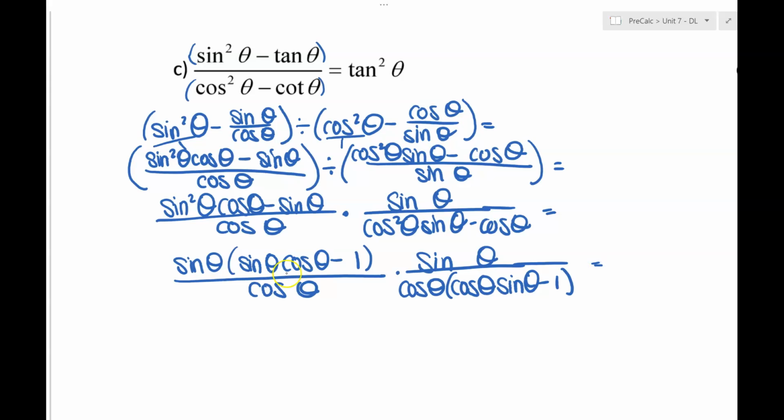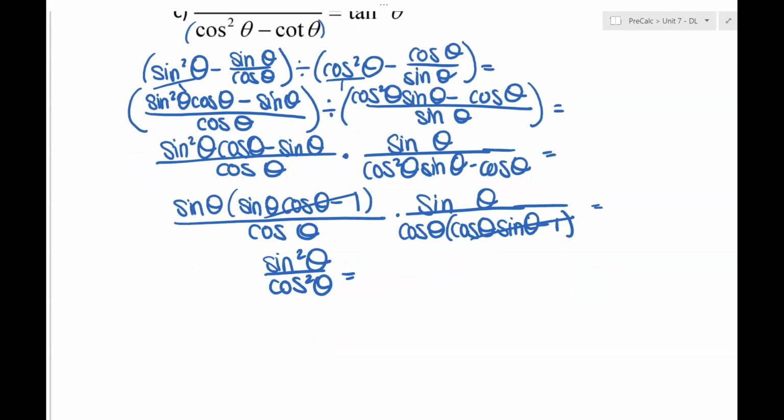Oh, yep, those can cancel because they're exactly the same. So you're left with sine squared theta over cosine squared theta, which is tangent squared of theta.